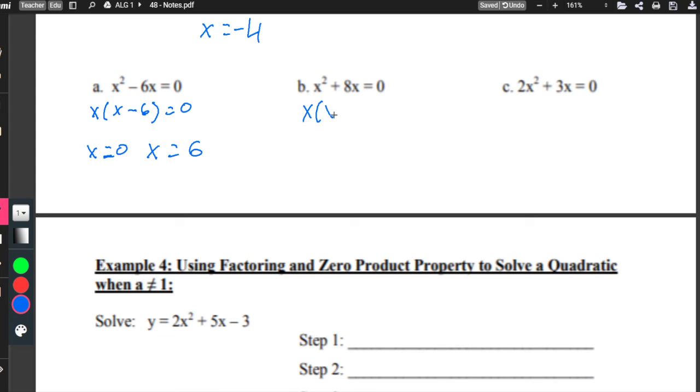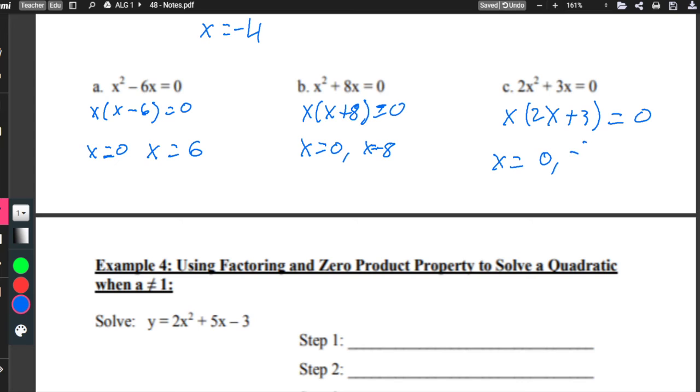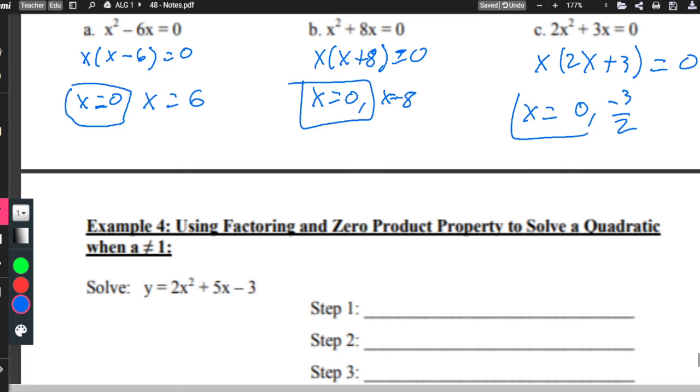So x plus 8, set it equal to 0, x equals 0, and x equals negative 8. We'll factor out x, so we'll have 2x plus 3, set it equal to 0, and x equals 0 and negative 3 halves. So as you can see, if you can factor out an x, that means one of your zeros is at x equals 0.